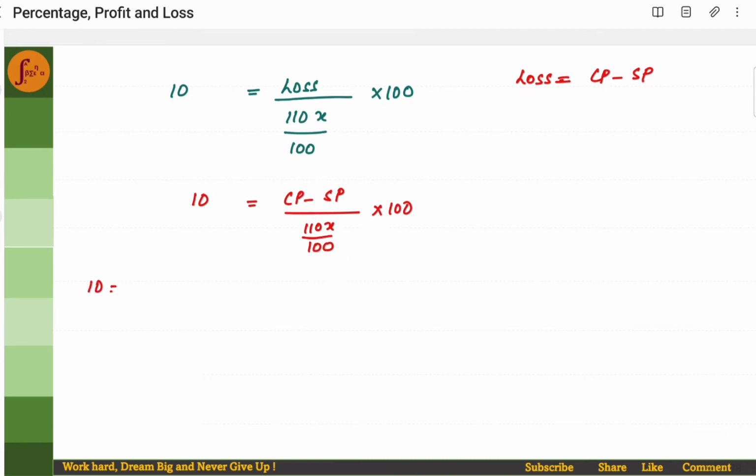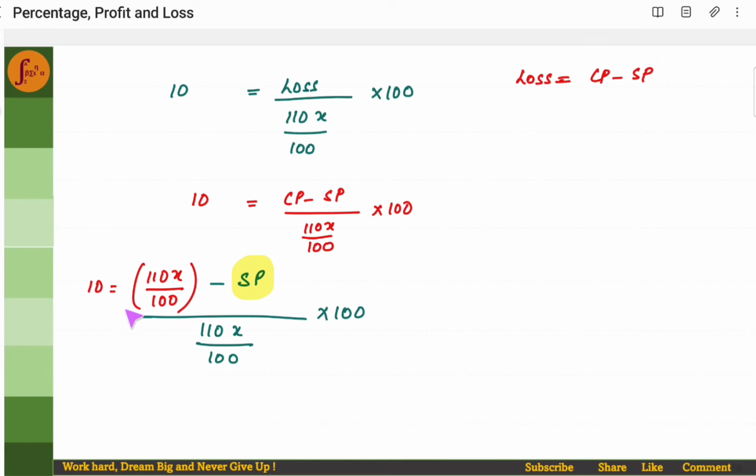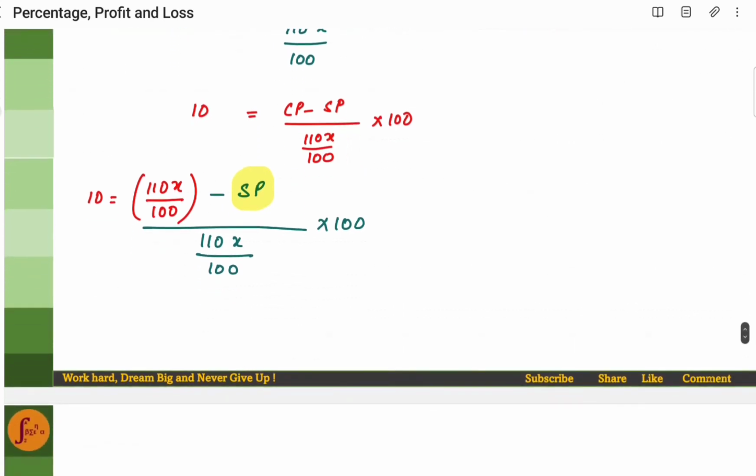So we'll write 10 is equal to cost price, I will substitute 110x by 100, minus selling price. I don't know what selling price is, by 110x by 100 into 100. Now we'll try to find out selling price here, right? We will calculate in such a way that we get selling price. We'll simplify all of this. So what we will have to do, let's solve this.